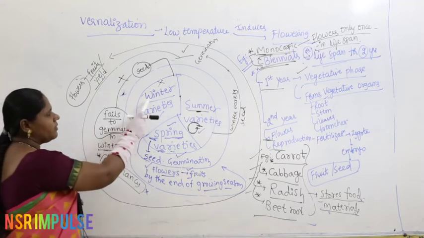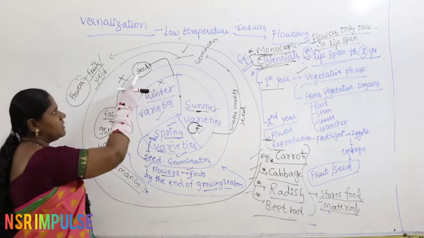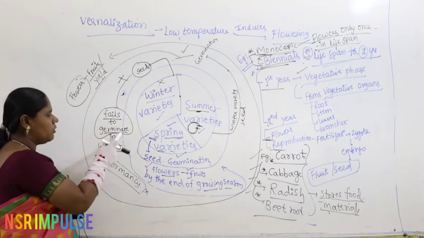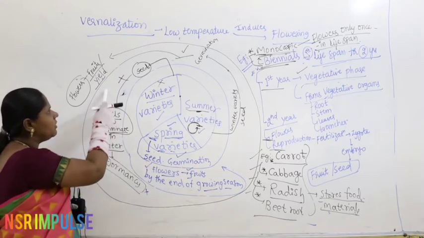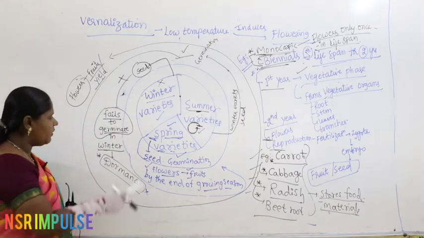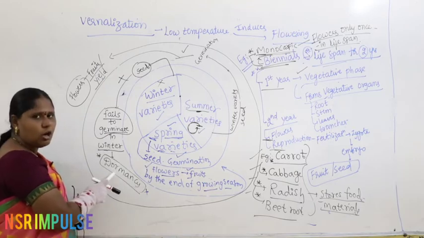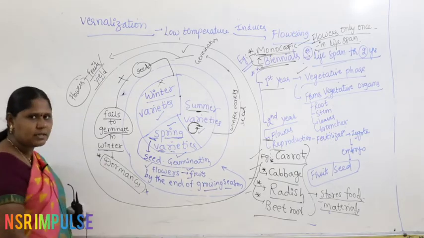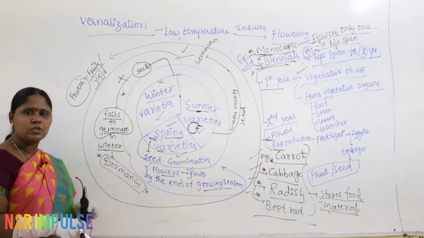Then does the same thing happen in winter varieties? No. What happens in winter varieties? Suppose you place the seed, it will fail to germinate in winter season. It will not germinate. Why? Because seeds remain in dormancy. We studied dormancy in the last class, right? Then what is the solution for this?